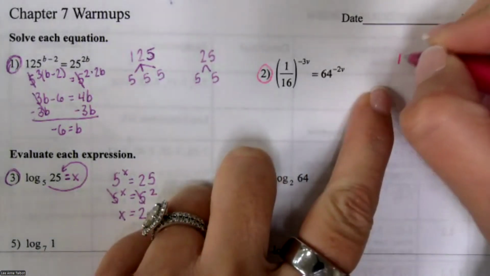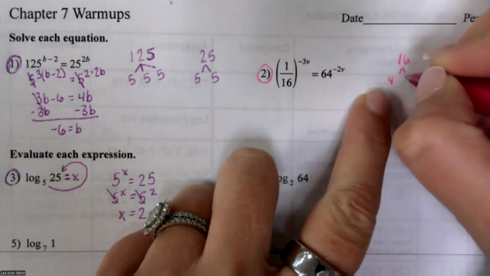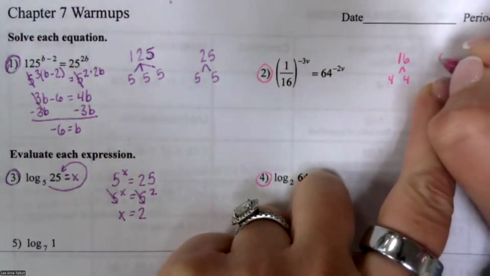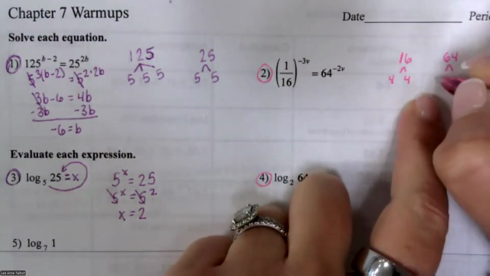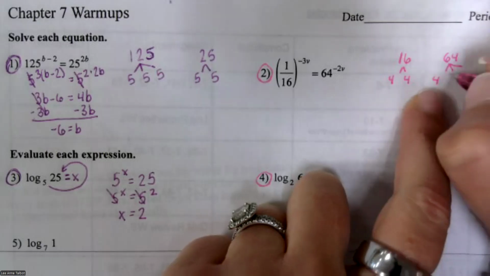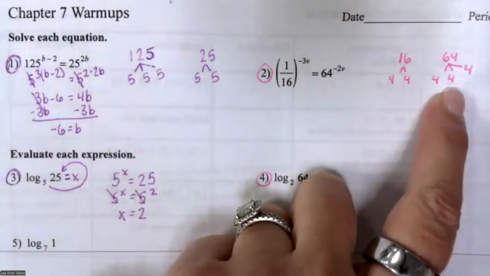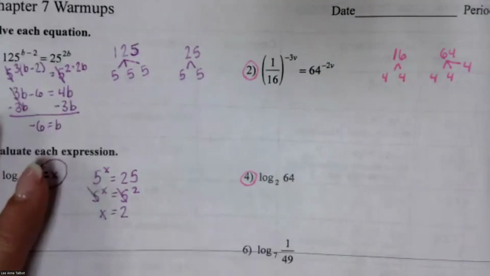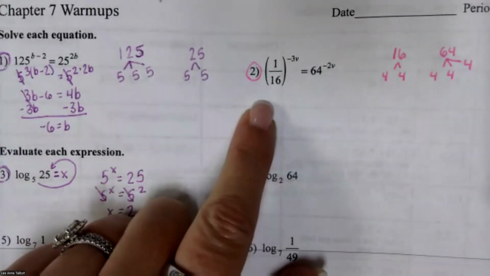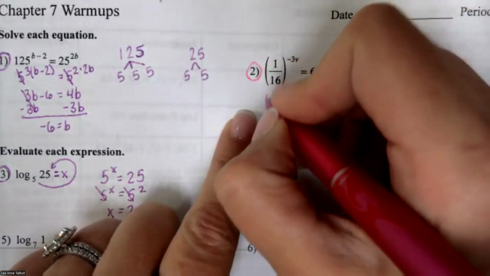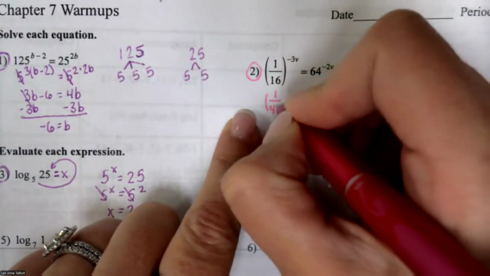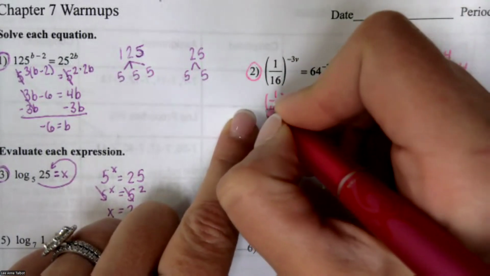Okay, so I'm gonna come over here. 16 is 4 times 4. 64 is 4 times 4 times 4. I'm going to do this in 2 steps because it's a fraction. So I'm going to make this 1 over 4 squared first.